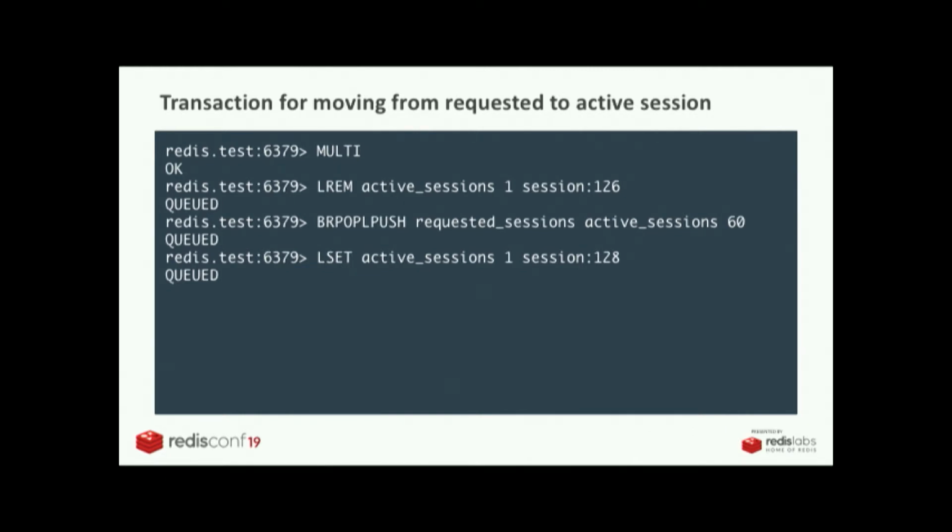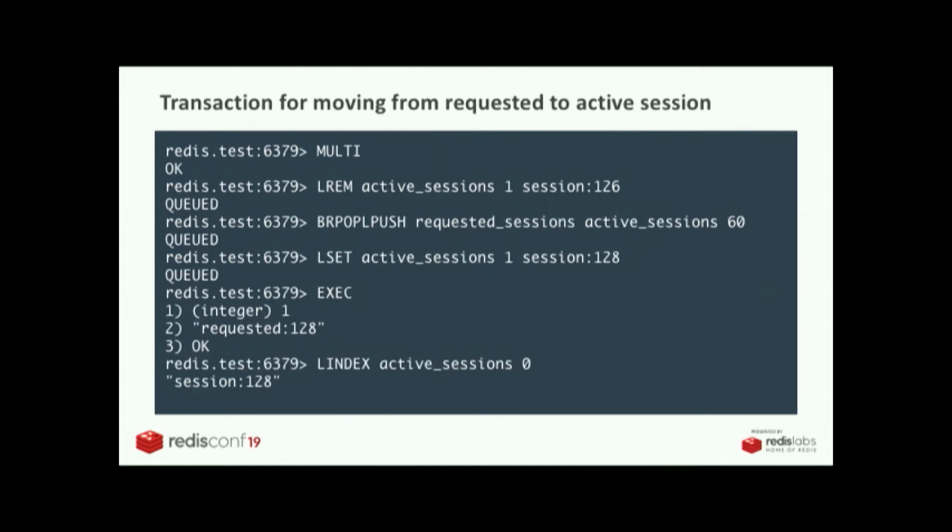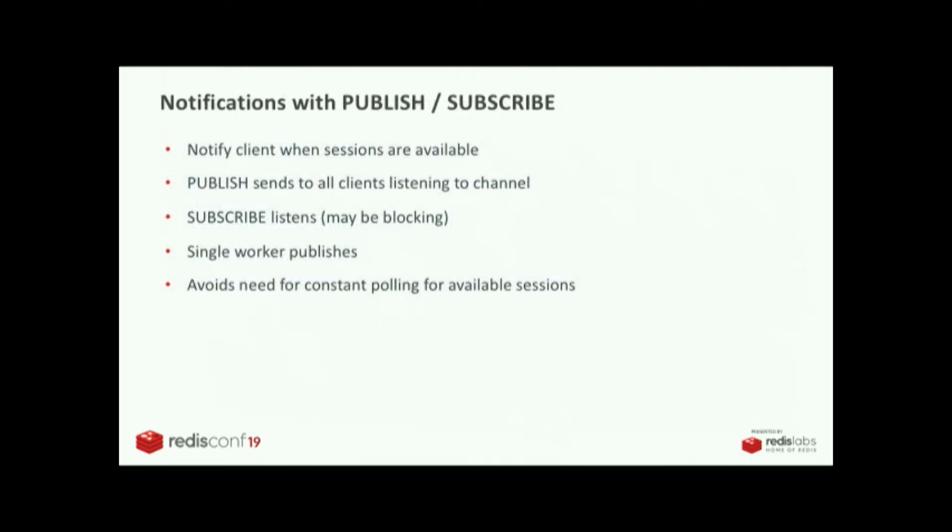And then I set, this is the part, so I push it onto the list, and then I set it after I get the real session ID, and then I execute it. And you can see the result after that is then requested 128 is the one that's affected. And I can check my first session, in this case, because no one else is doing it, is now called session 128. All right, so there's one more piece of the puzzle. I've got to let the client know when he can kick off the session.